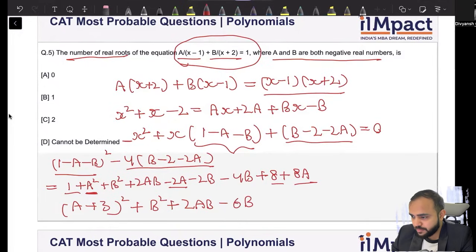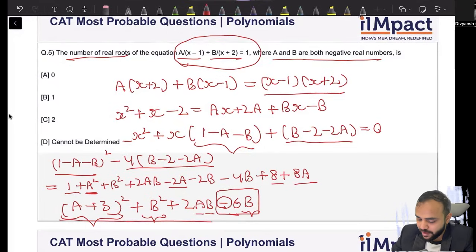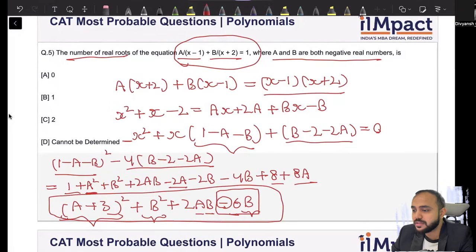Now, this term is positive. This is positive. A and B both are negative. So AB is positive and B is negative. So when multiplied by a negative number, this will also become positive. So you have addition of four positive numbers, which means the discriminant is positive, which means you will have two roots. So your answer for question number 5 will be C.